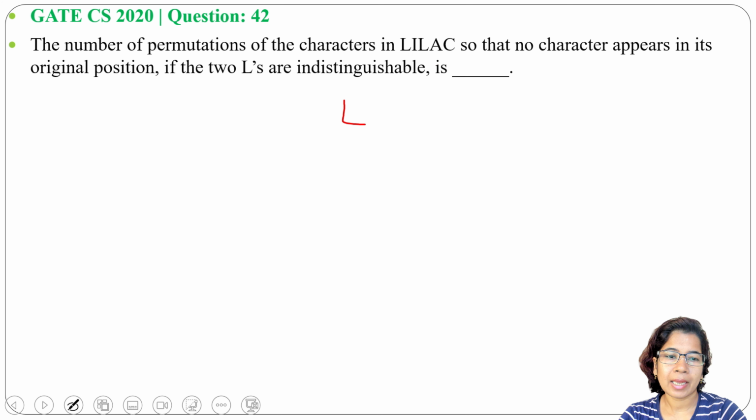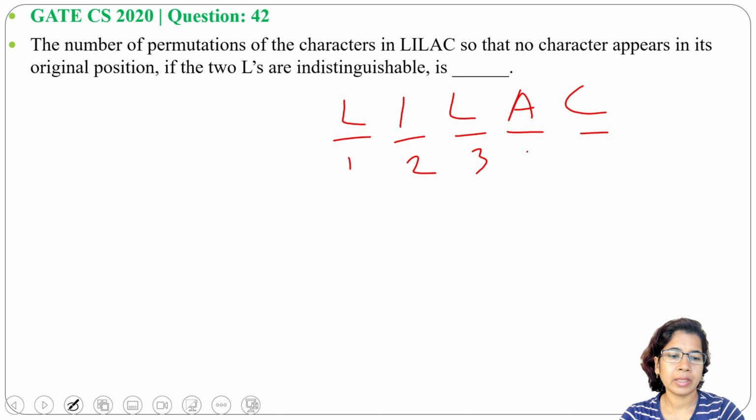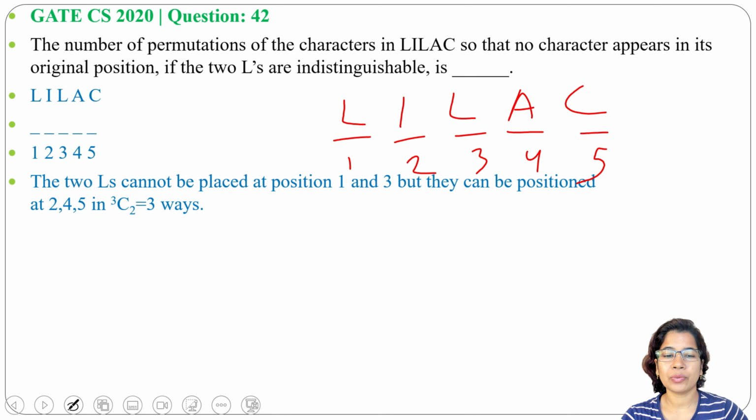So we have L, I, L, A, C in positions 1, 2, 3, 4, 5. Now these two L's cannot be in positions 1 and 3. So they can be in positions 2, 4, 5. There are 3 positions and 2 letters, so it will be 3C2. These two L's we can arrange in 3C2 ways. Combination of 3, 2 is 3.